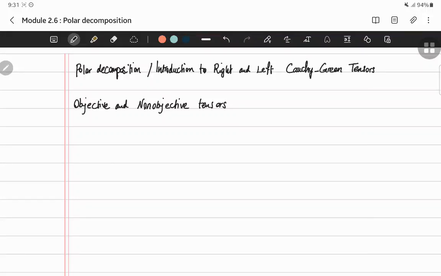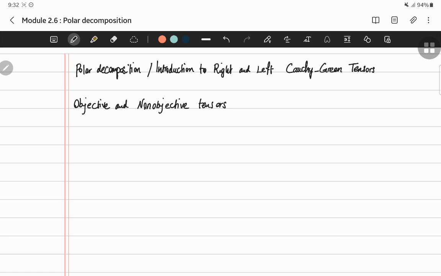Hello everyone and welcome to this module on polar decomposition. After polar decomposition, we will have a short introduction to the right and left Cauchy-Green tensor. You already get to know the right Cauchy tensor, or C tensor, if you recall. And then we have a discussion on the objective and non-objective tensors, which is somehow related to the right and left Cauchy tensor and some other types of tensors like vectors and scalars.